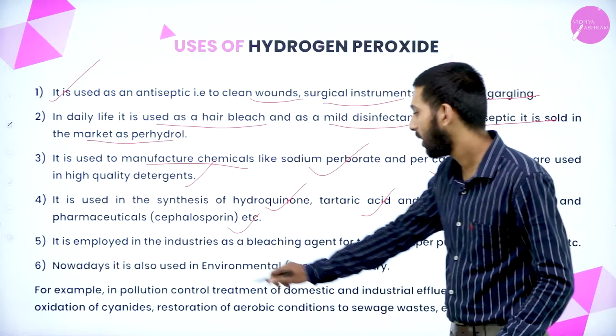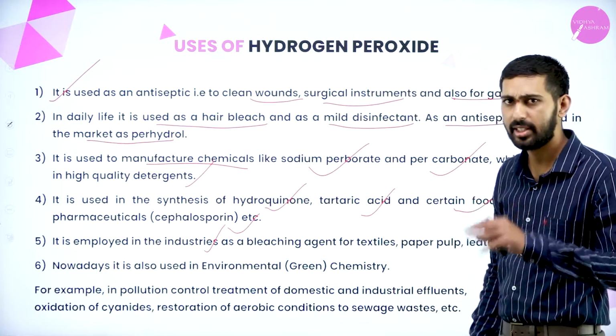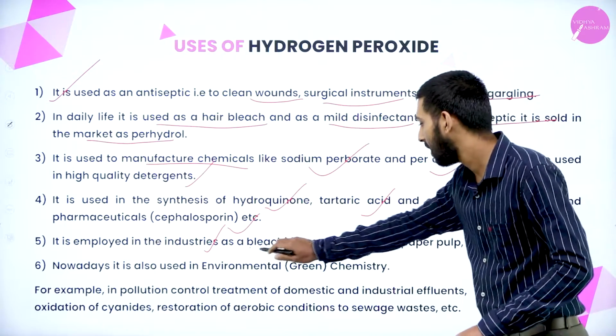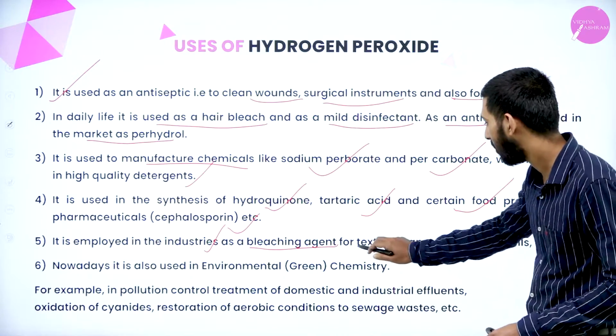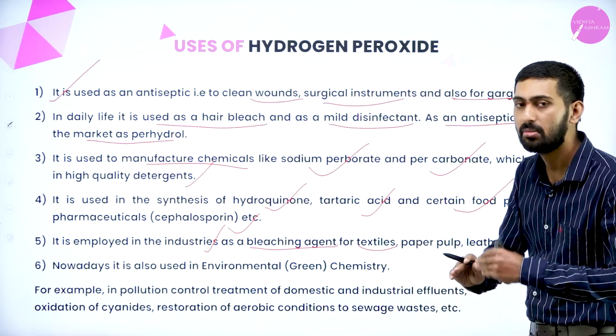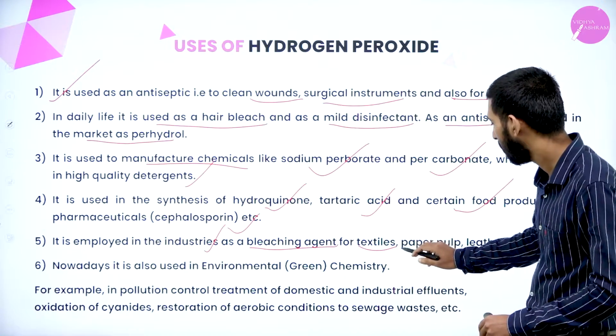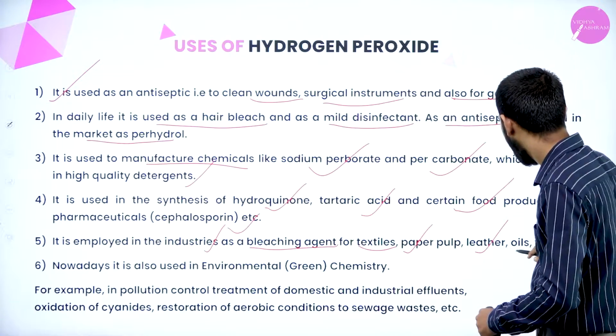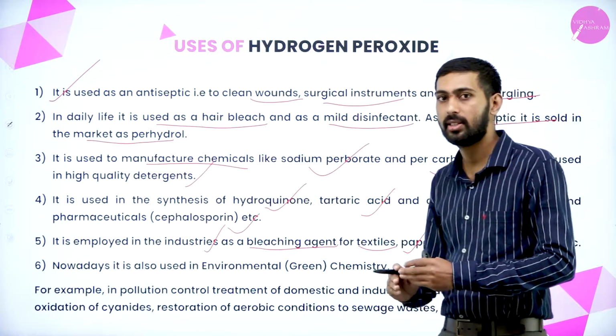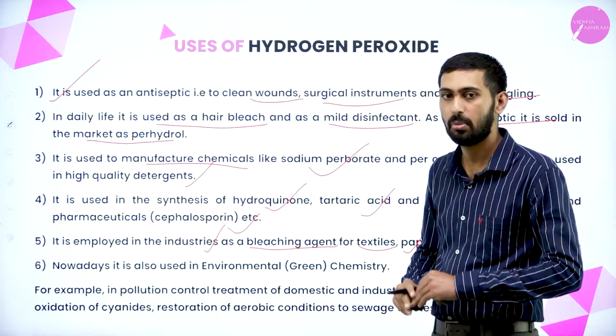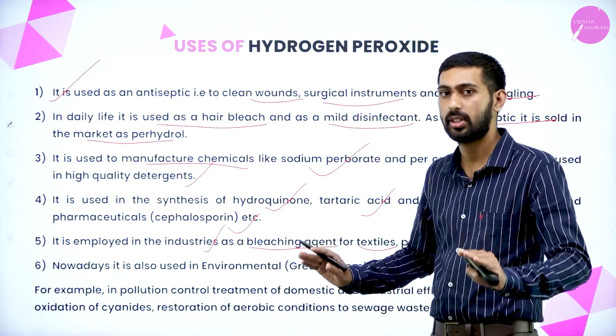Next, it is employed in industries as a bleaching agent for textiles, for bleaching clothes. We should use hydrogen peroxide for clothes, paper pulp, leather, oils and fats. For oils and fats, we should use this. Okay, for bleaching purposes, hydrogen peroxide has been used.